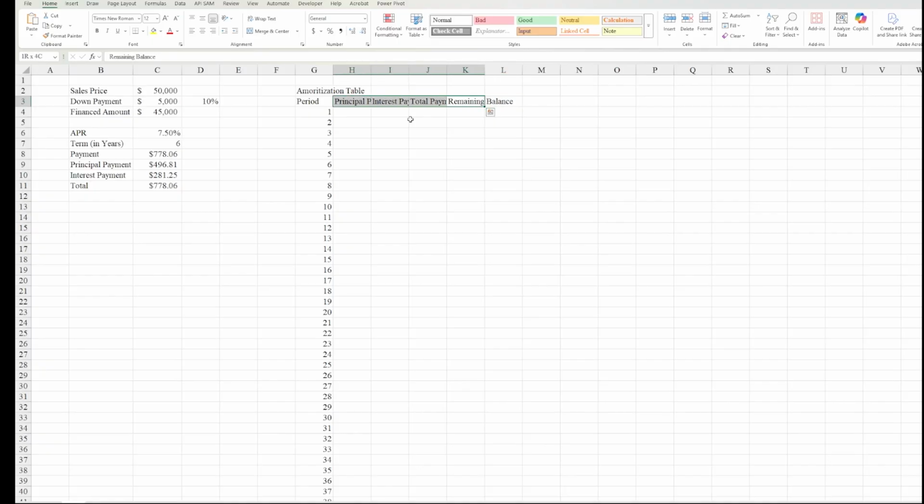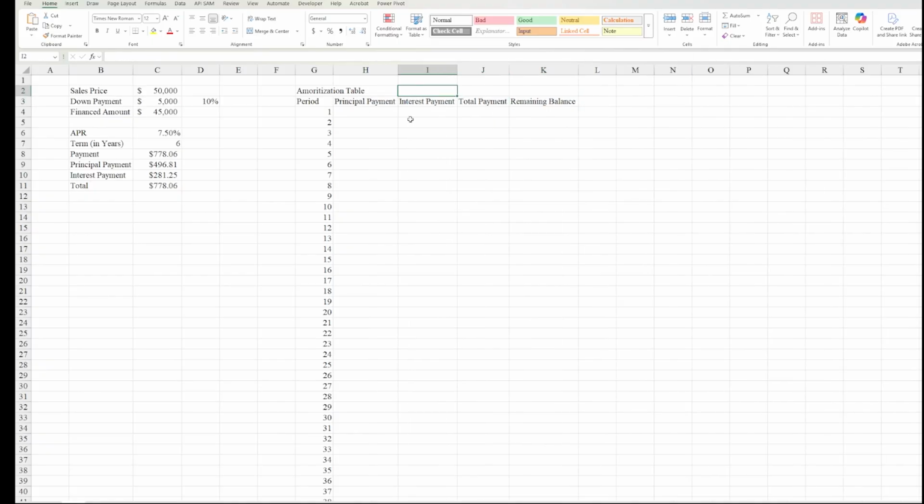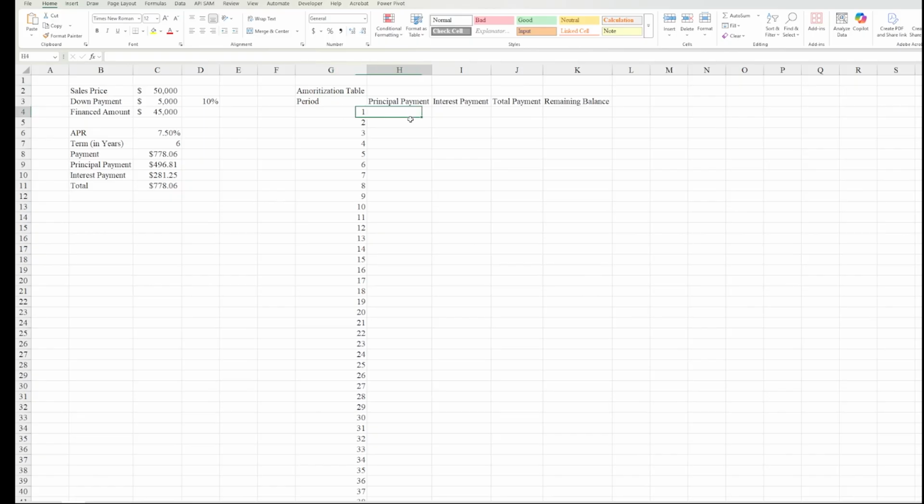And let's just stretch these out. And let's stretch this one out too. Okay, so the principal payment is going to be the same principal payment formula used over here. It's going to be negative PPMT, because if you don't do the negative sign, you don't flip it, it'll look like it'll be a negative, and then when you go to calculate stuff, it won't add correctly.